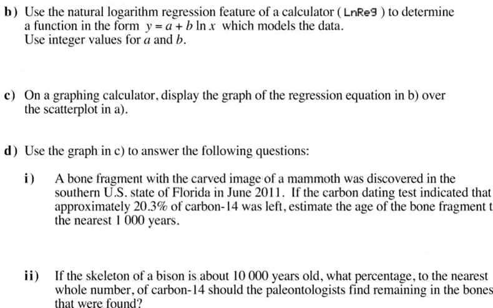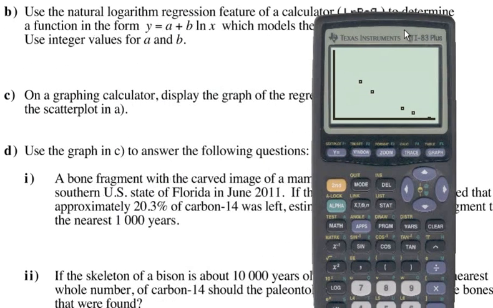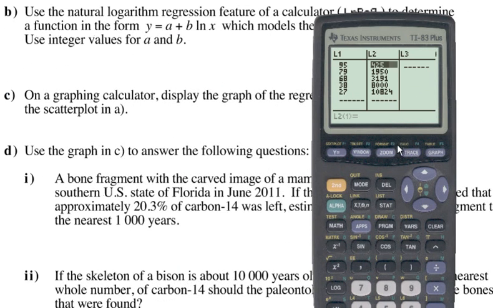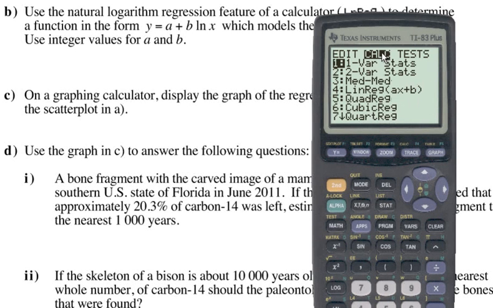Now, use the logarithmic regression feature of the calculator to determine a function in the form y equals a plus b natural log x, which models the data. Okay. So, doing a regression. We've already got our data in. We didn't necessarily have to graph it, although we usually do. But now that we have that graph, we can go to Stat. We want the Calc menu, so just use the right arrow to go one step over to the right.